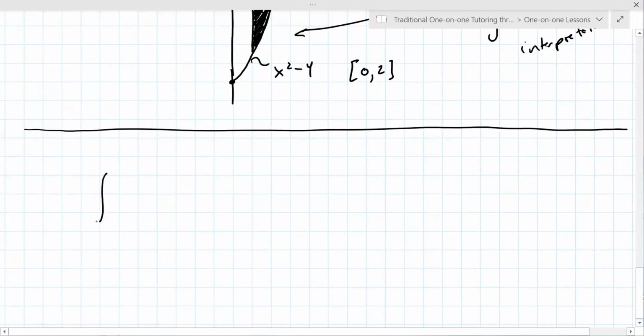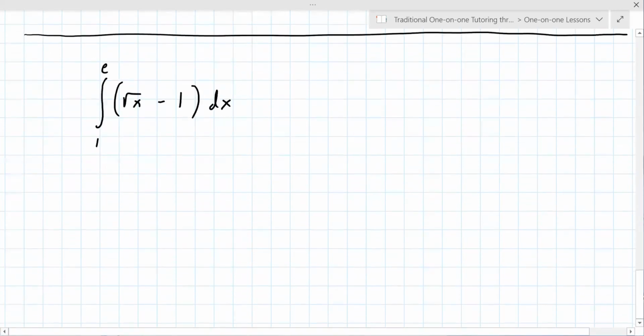Let's go the integral from 1 to e of square root of x minus 1 dx. What's the antiderivative? How do you take the antiderivative of a square root? You have to rewrite it. Yeah, it was x to the 1/2. Yes. So then that is.